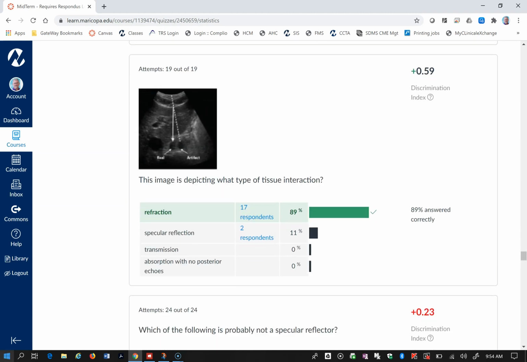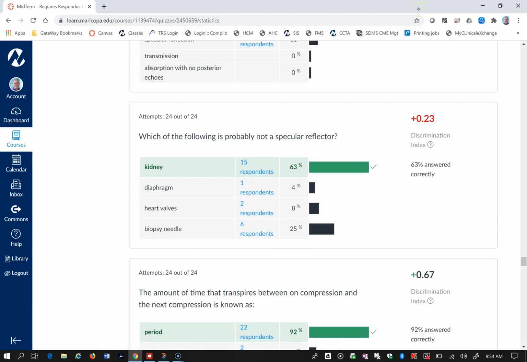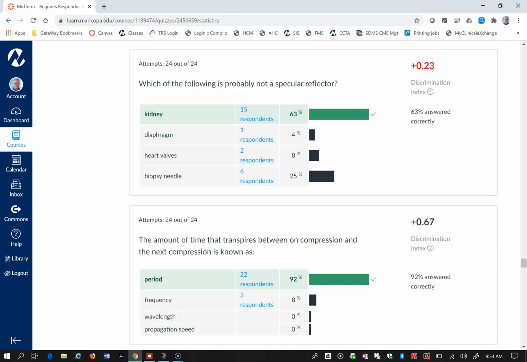Next, this image is depicting what type of tissue interaction, and this is refraction. Good, most people got that. Next question, which of the following is probably not a specular reflector? The kidney is not. The diaphragm definitely is. That was given to us in the book. Heart valves are, and biopsy needles are. So kidney is the correct answer. Most of you got that right.